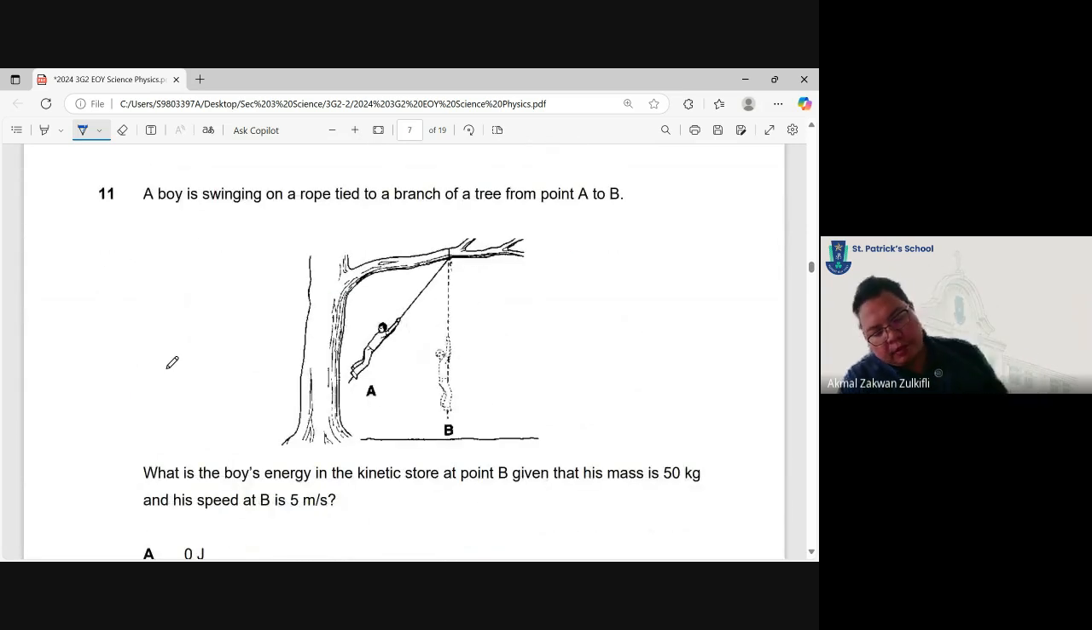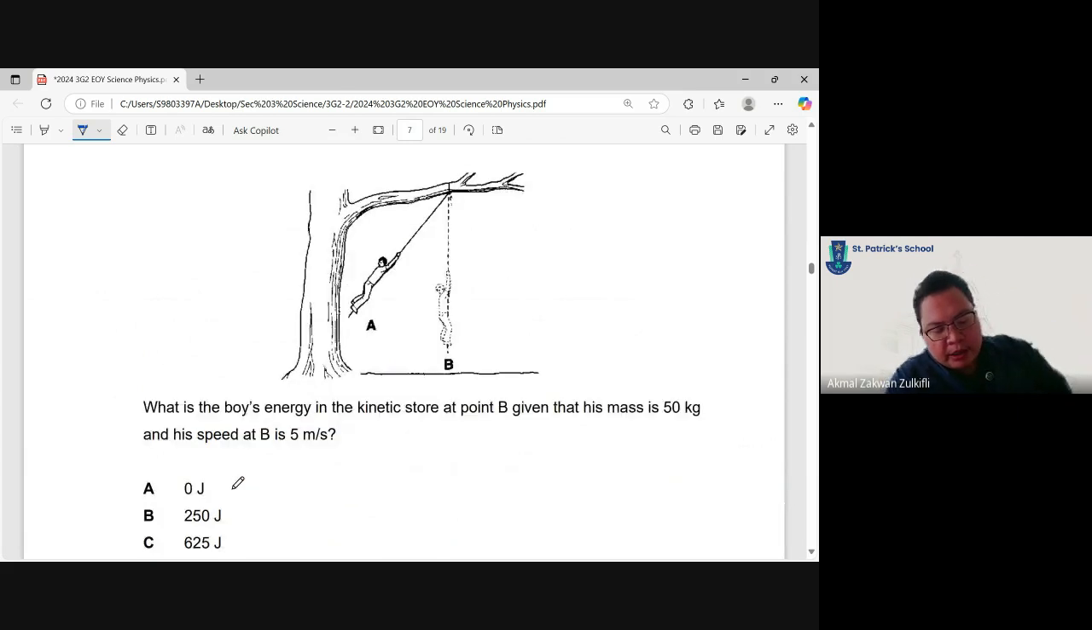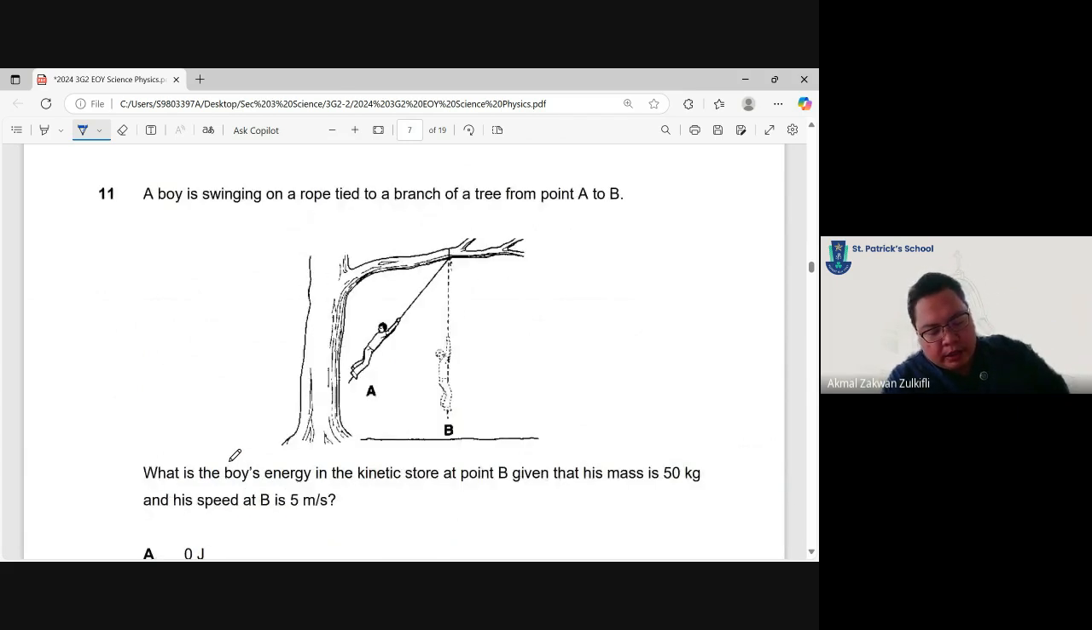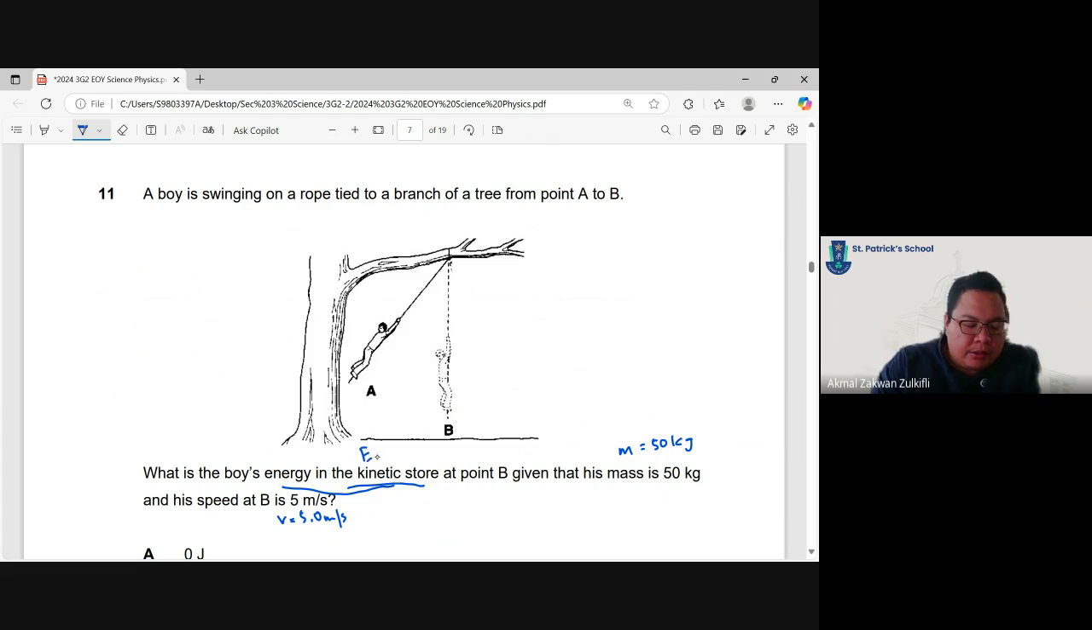Question 11. Boy swinging on a rope tied to a branch of a tree from A to B. What is the boy's energy in the kinetic store given that his mass is 50? So m equals 50 kg and his speed at B is 5, so v equals 5.0 meters per second. So they ask you for energy in kinetic store. Energy in kinetic store, what's the formula? EK equals half mv squared.